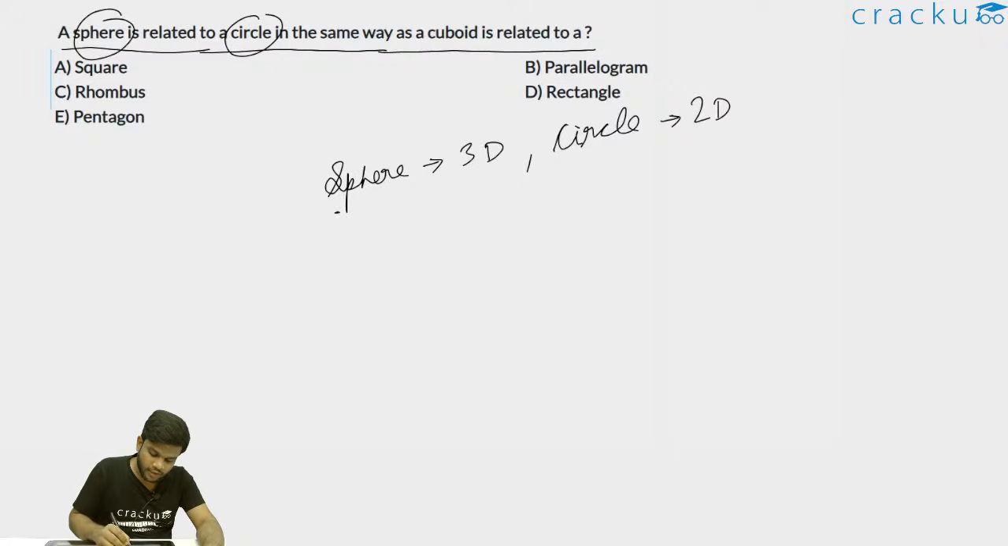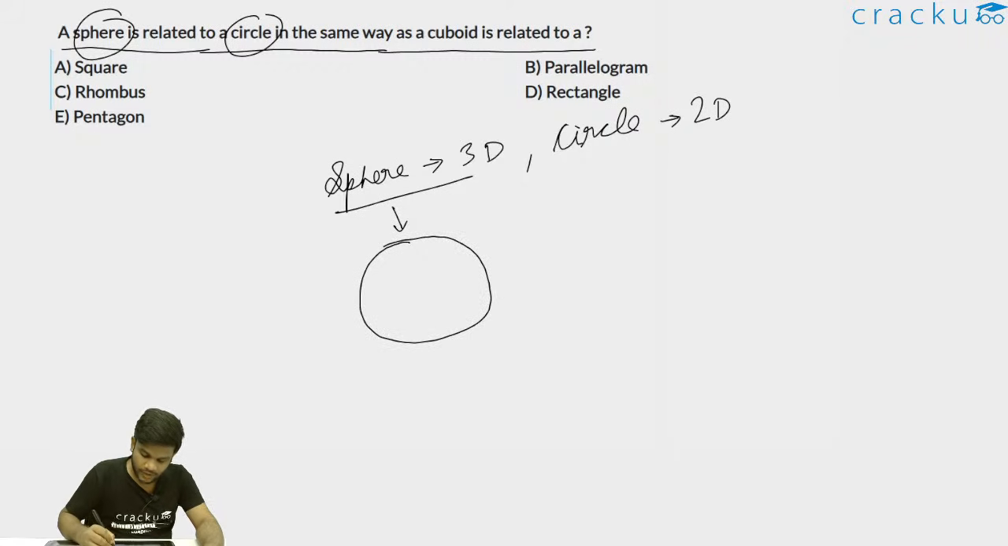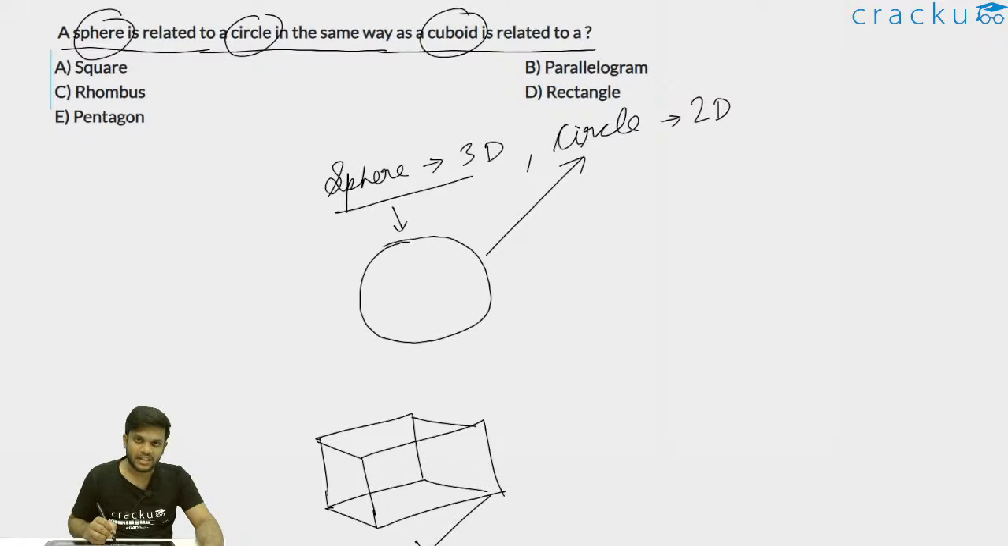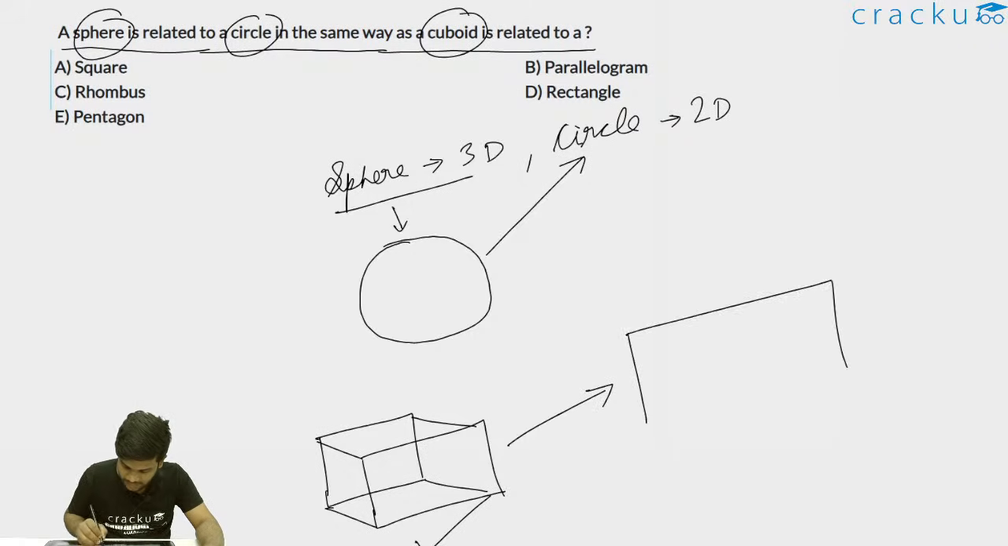If we draw a sphere on a 2D surface, in a 2D representation, we will get a circle. Similarly, for cuboid, this is the 3D representation of a cuboid on a 2D plane. But if we represent it in a 2D form, we will get a rectangle. So our answer is option number D, which is a rectangle.